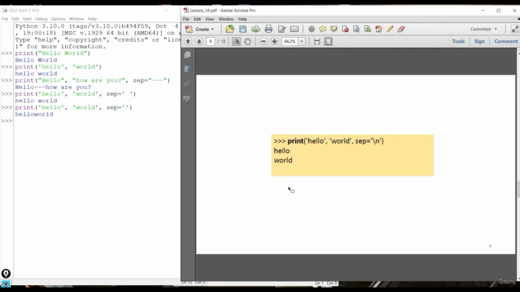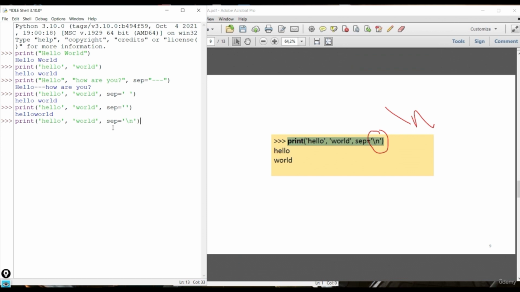Okay, see the next example. In this example, for the separator, we use line feed, \n. We see that the first string is displayed, then we go to the next line and the second string is displayed. So let's try it. As you see here, the first string is displayed and the separator is \n, then the next string is displayed.